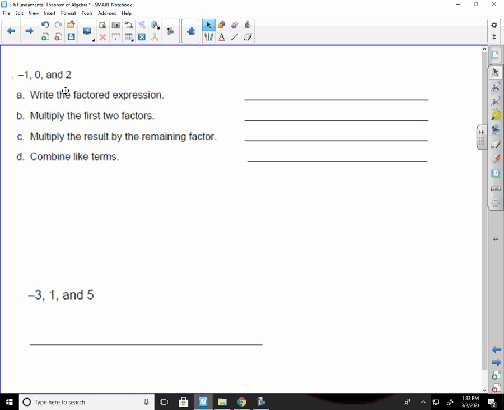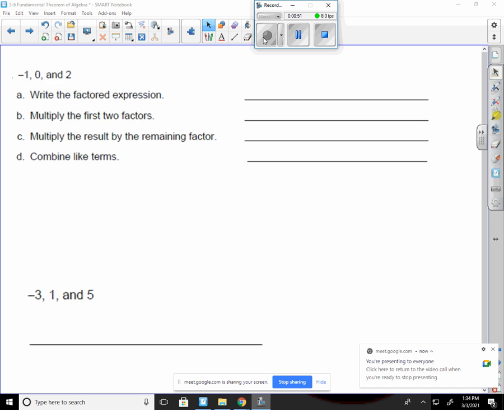Okay, so here I have -1, 0, and 2. It says first write the factored expression. Now, there are going to be times on your quiz where I want you to actually multiply them out. It's not going to be any of the super hard ones, like the ones we did yesterday. I'm not going to make you do any of those, but I am going to make you do some of the simpler ones like this. So you start by writing the factored expression out.